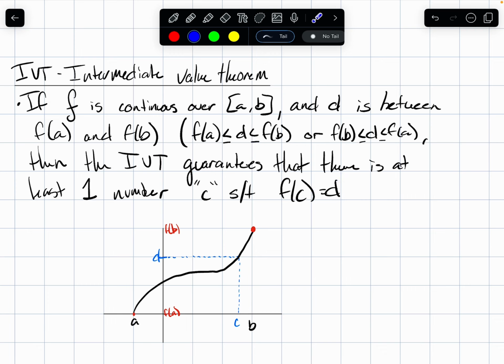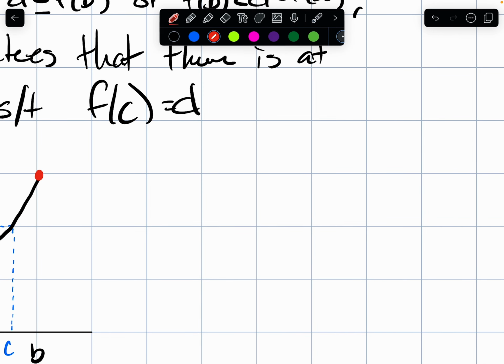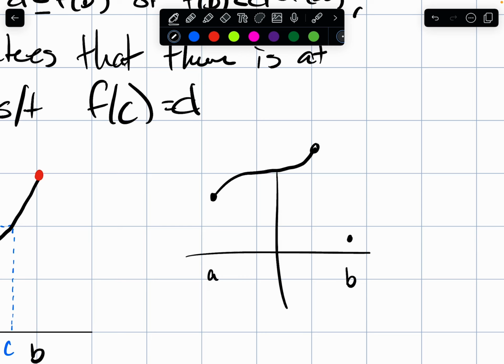So this doesn't make that much sense as to why we're doing this. Let me put up a different example of something that's not continuous. So let's say I have an endpoint here of a and an endpoint here of b, and let's create a function that's not continuous. Let's say we go up here, we got a point, and then we start down here.